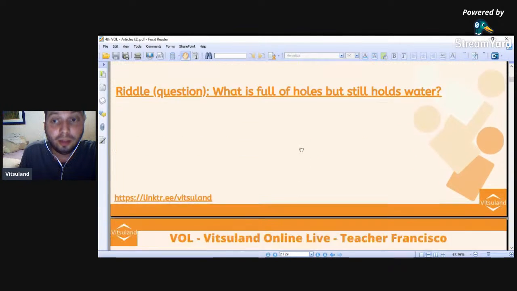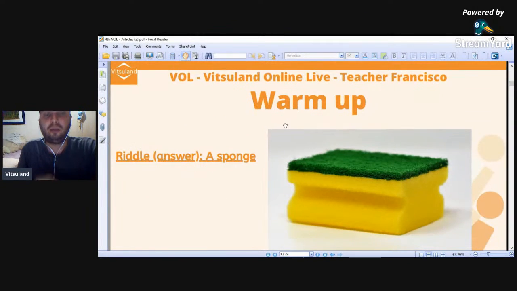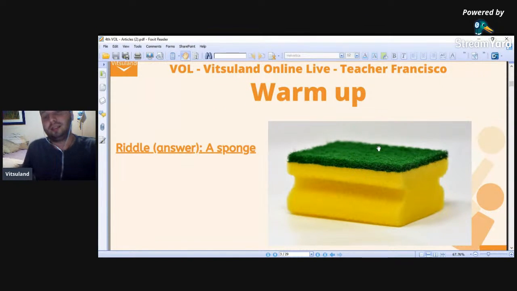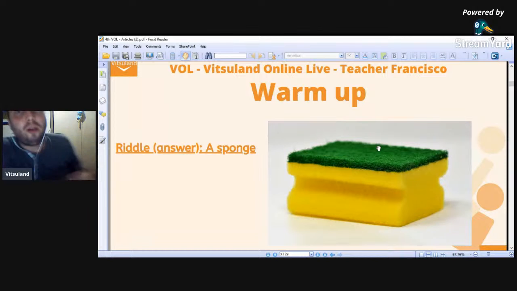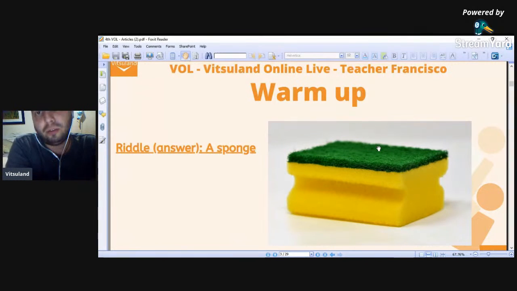No, not at all. So this one is a sponge. A sponge like this one, the green one and this yellow one. It's really, really common, especially in the kitchen, to do your dishes, to wash your dishes, or maybe to clean up something else in your house. Some people use it to clean bathrooms or a bicycle. It's a really useful sponge. When you're using a sponge, it holds water, but it's full of holes.